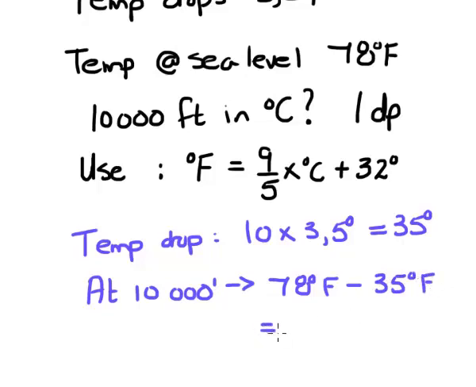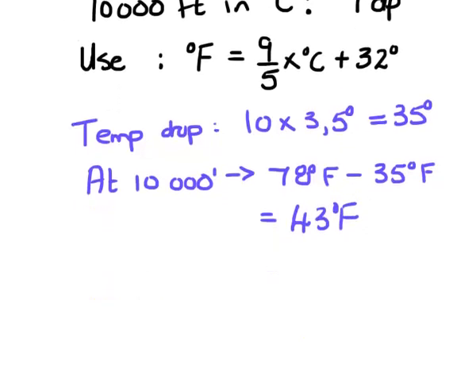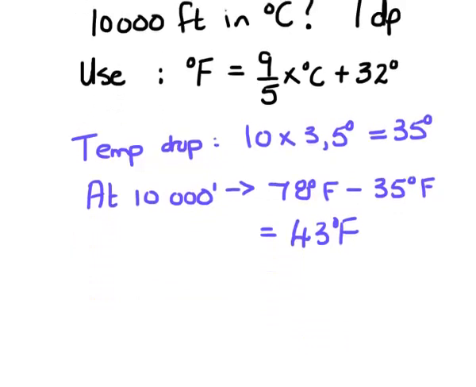Okay, so now if we subtract those two, it's going to give us 43 degrees Fahrenheit. Now we've got to take that and substitute it into our formula. So it's going to be 43 degrees, because that's where our Fahrenheit is on the left-hand side. That's going to be 9/5 times our degrees Celsius plus 32 degrees.